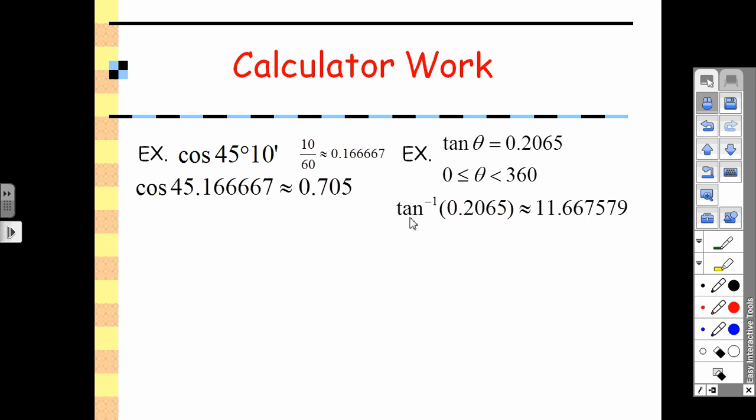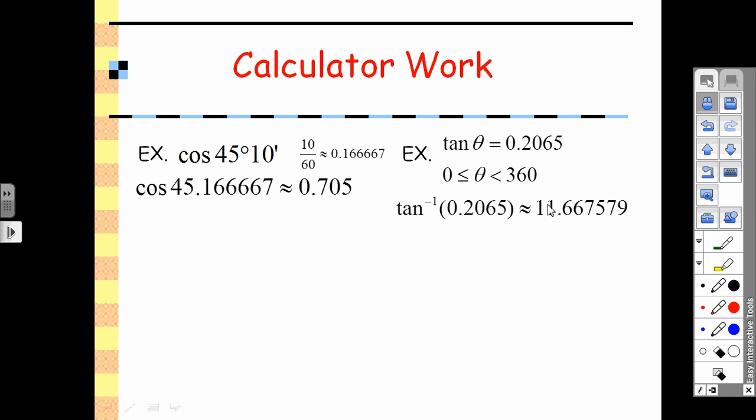Okay, so usually that would be above your tangent button. Maybe it's a second function key. I don't know, you'll have to find it on your calculator. So we're going to type in the decimal, hit the tangent inverse, or maybe vice versa, and you should get this decimal. So check it out, try it, see if it works. The thing is though, we want this to be in degrees and minutes just like this was in degrees and minutes. So how do we convert this back?